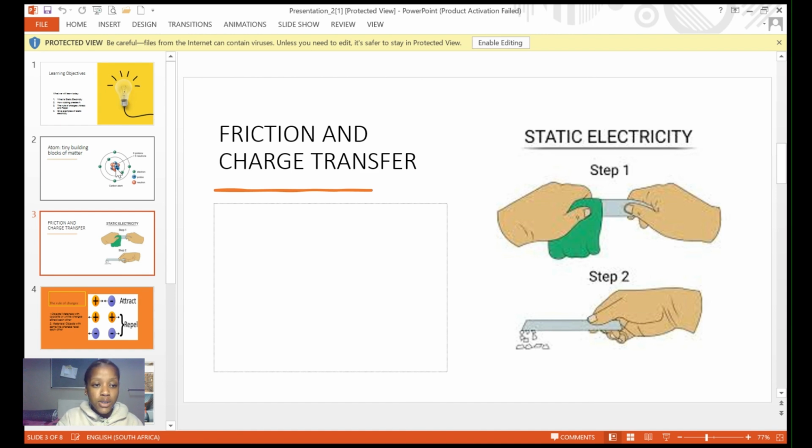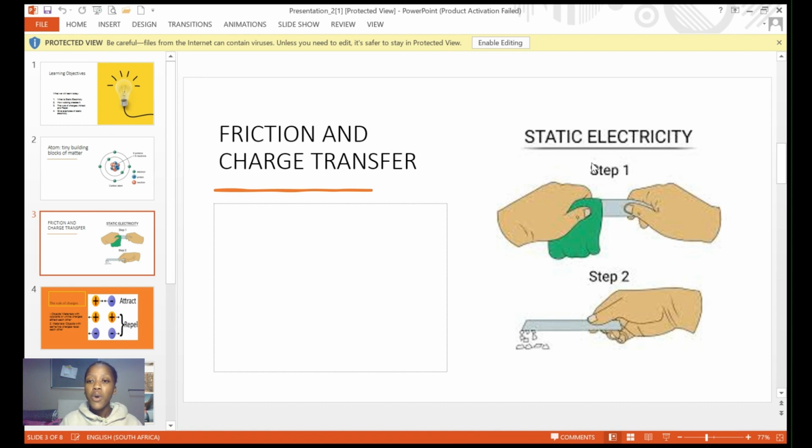Okay, now let's proceed to the next slide. Here we'll be explaining how friction and charges transfer. If you check step number one, they have a ruler and a cloth. Firstly, you should know that your ruler is neutral, it's not charged. It has both protons and what? And the neutrons. So immediately when you take a cloth and rub it on your ruler, you're gonna cause friction. That's when you're gonna cause the electrons to move from the cloth to what? To your ruler. Then your ruler is gonna have extra electrons.